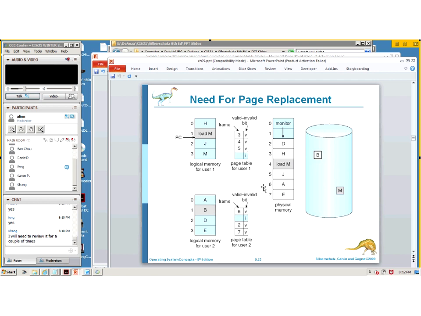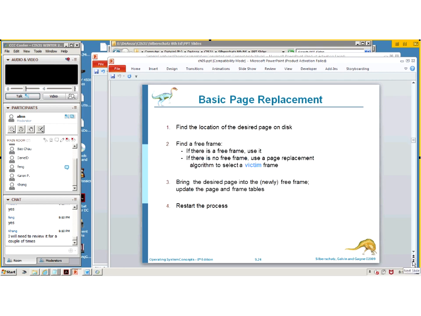All this is describing is we need to put a page in memory and replace it. We need to replace a page. We don't have any free ones. So there are these basic page replacement algorithms. First one is find a free frame. If there is a free frame, use it. If there's no free frame, use a page replacement algorithm to select a victim frame.